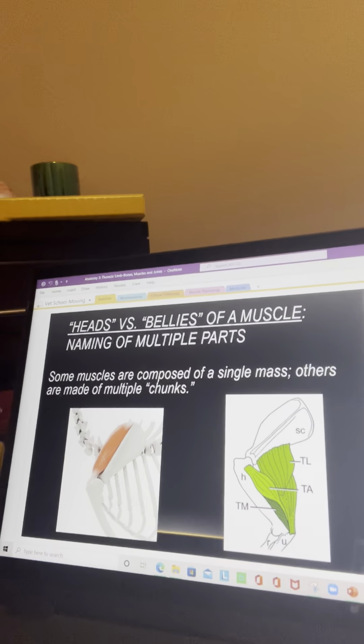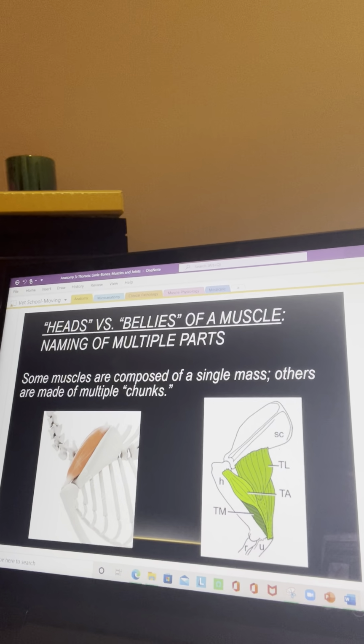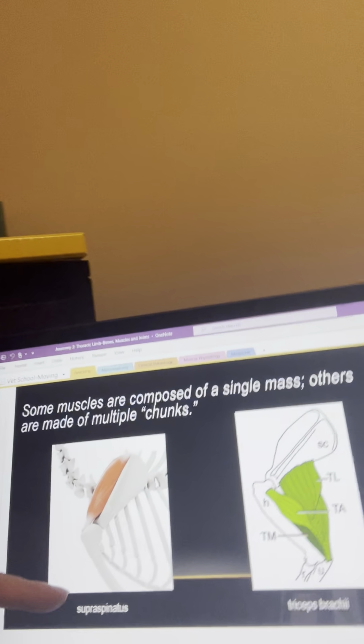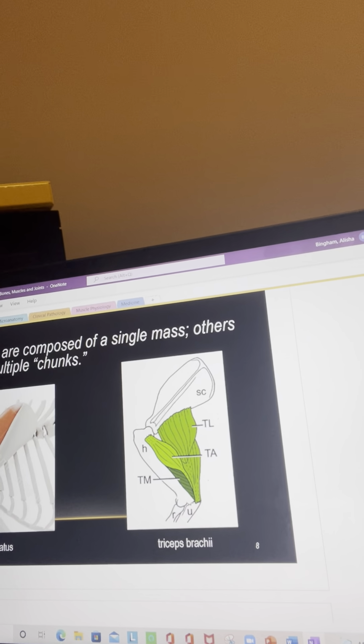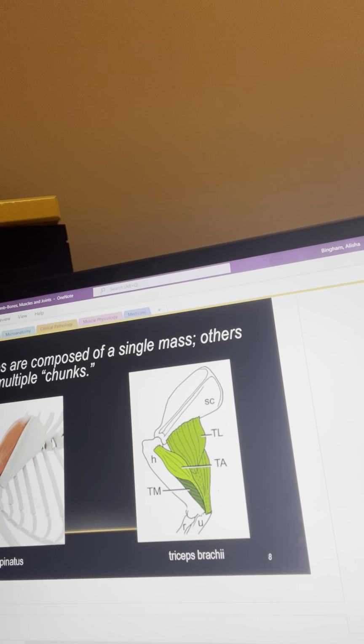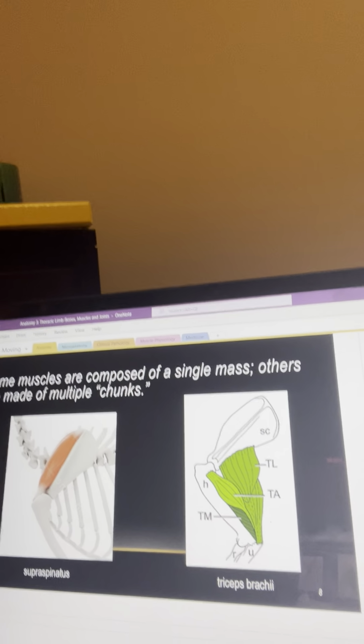And then we have heads versus bellies of a muscle. So that's the naming of multiple parts. Some muscles are composed of a single mass, and then we have other muscles that are composed of multiple chunks. So they would have different heads and maybe different bellies as well. So here we have the supraspinatus, that's just one big muscle. But then we also have the triceps brachii, which has multiple heads as well as multiple bellies.